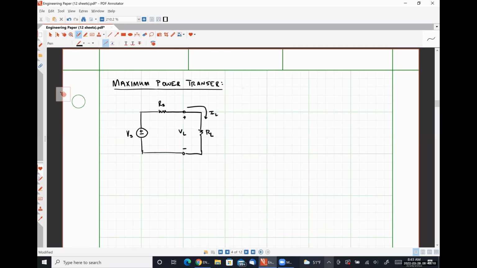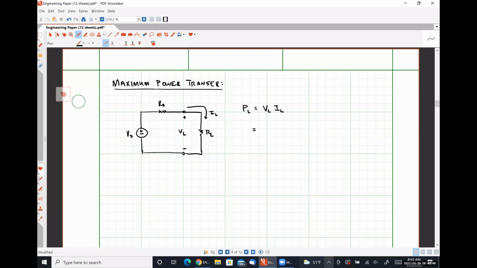So what's the power delivered to that load resistor RL? Not supposed to be a trick question. VL times IL. The voltage drop over the load resistor multiplied by the current flowing through the load resistor, because power is always voltage times current, right? So PL is equal to VL times IL.